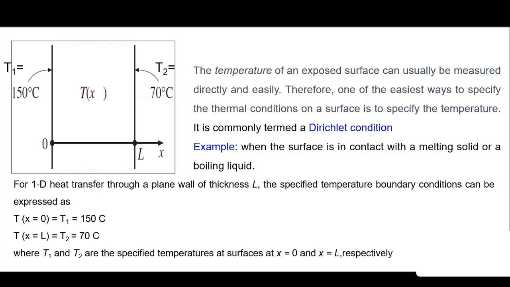We can solve them simultaneously, and we can find out the values of C1 and C2, where T1 and T2 are the specified temperature at surface x equal to 0 and x equal to L respectively. So this is the specified temperature boundary condition. The next condition is the specified heat flux boundary condition.